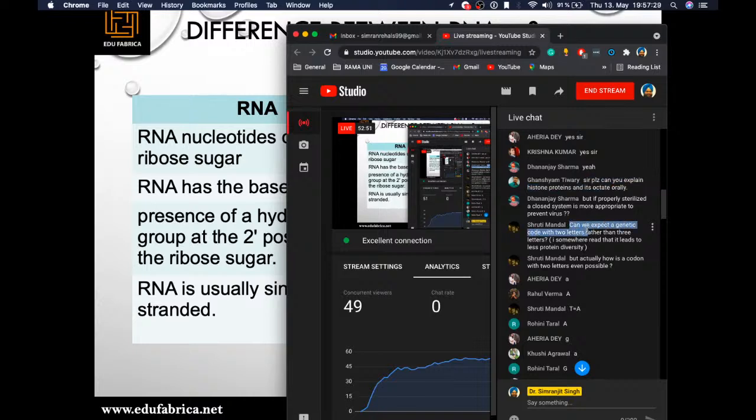So, can we accept a genetic code with 2 letters? How is a codon with 2 letters even possible? Yeah, that's a mystery.